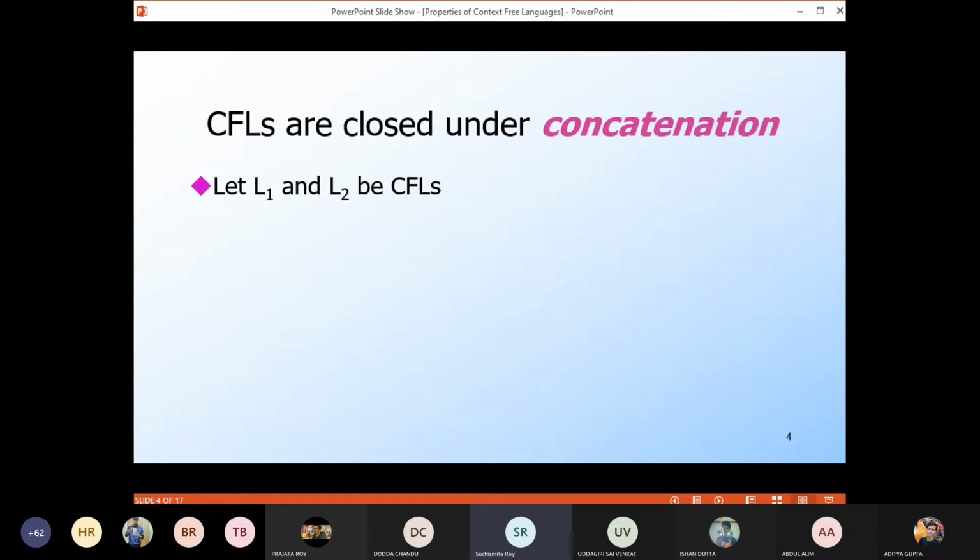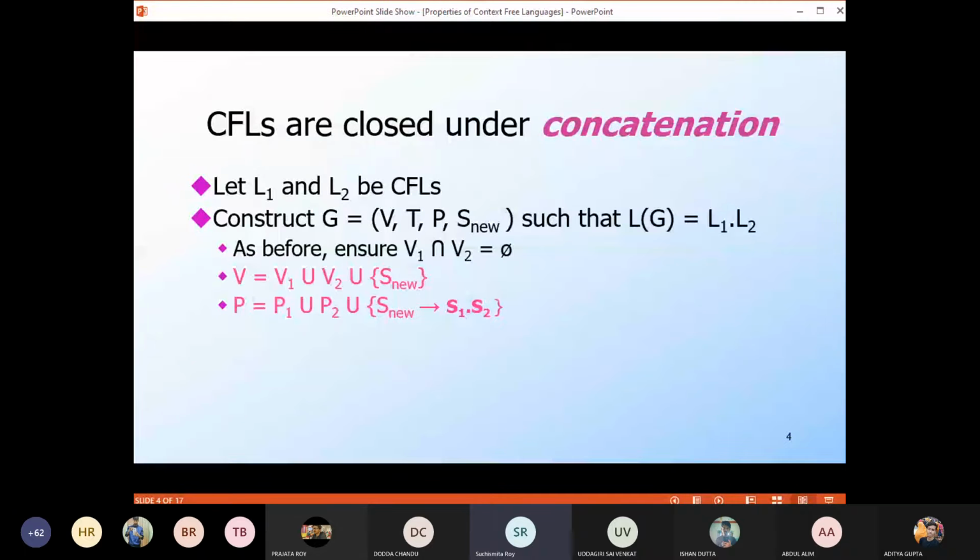So as before, you create a new V and you create a new P, which is actually a superset of the given P with a new production. Here it is S1 dot S2. So you can imagine that the first step of the derivation is going to be S new goes to S1 S2. Then from S1, you will produce exactly the same derivation to produce the first part of the string, and S2 for the second part of the string. So it should not be difficult.